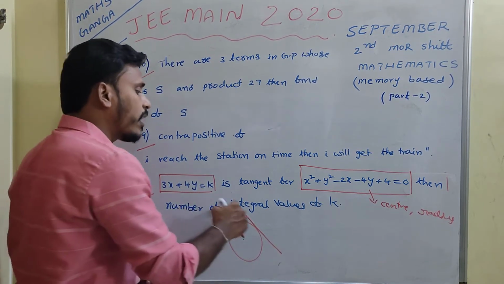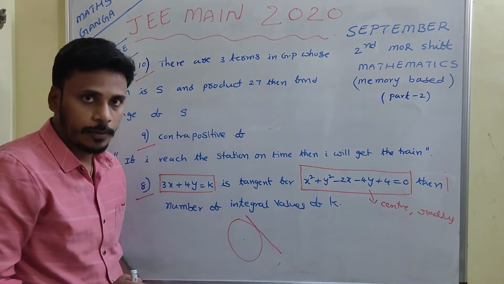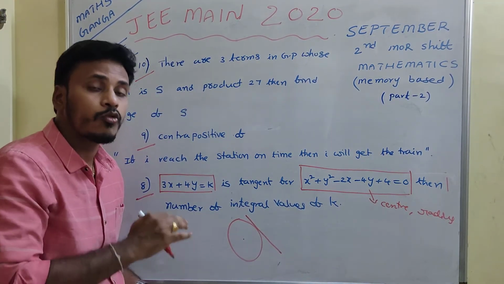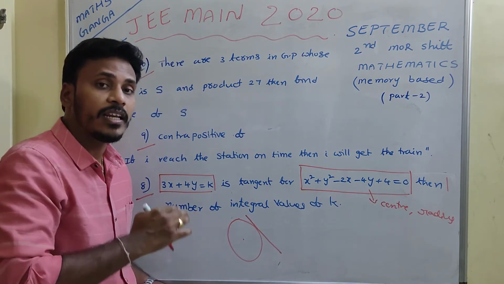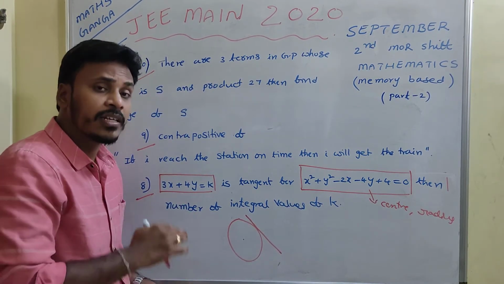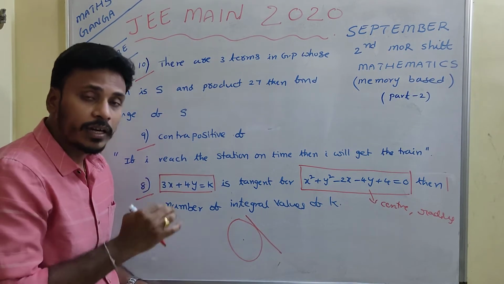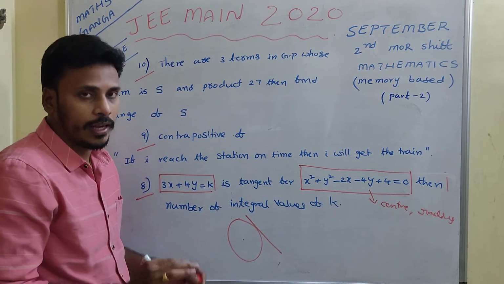From there we will decide the number of possible integral values of k. See, the question is not asking you to find the values of k. The question is just asking you to find the number of integral values of k. Since it is about finding the number of integral values, no need to do anything.